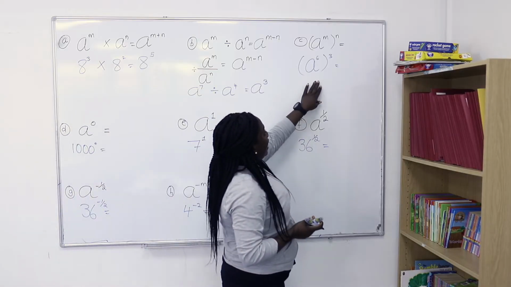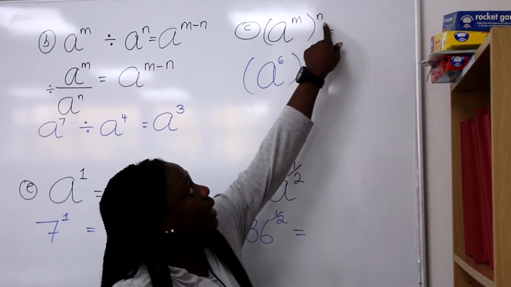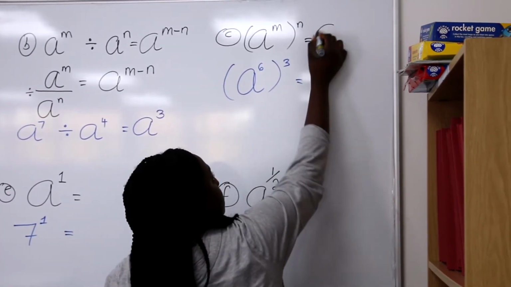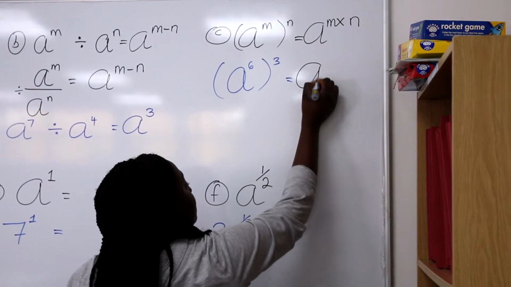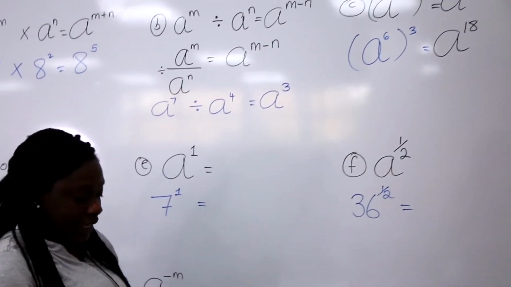What about when we have a to the power of m bracket a to the power of n? What we do is we times the powers when there's a bracket involved. So this would be a to the power of 18. Okay.